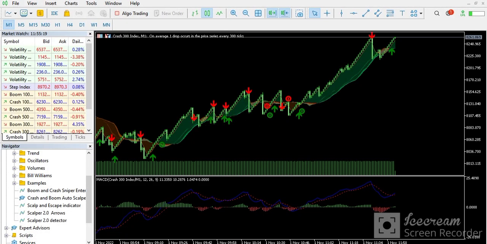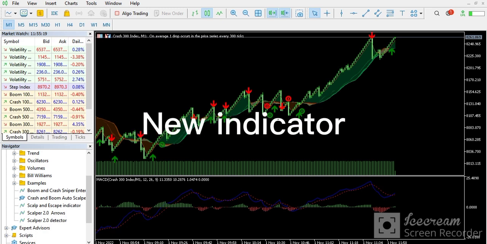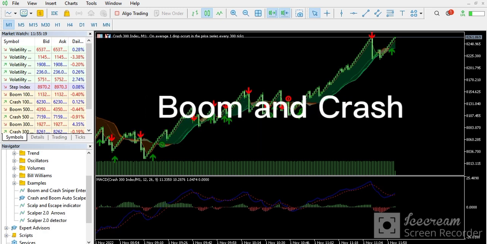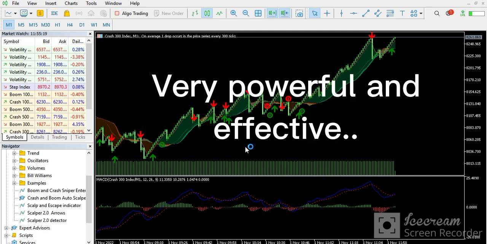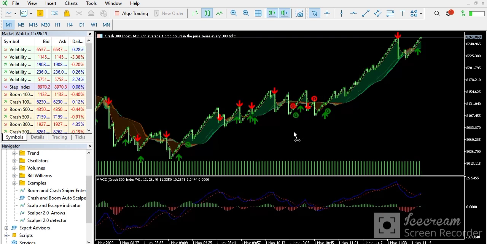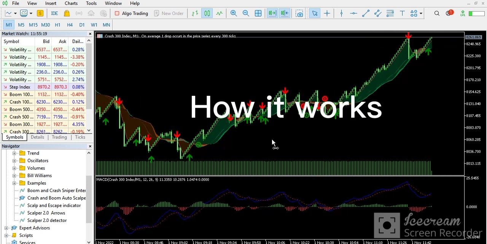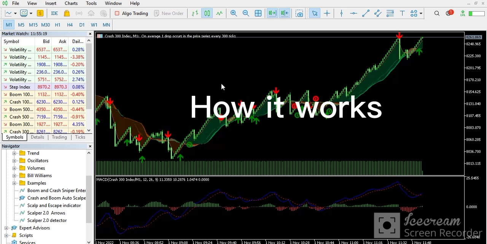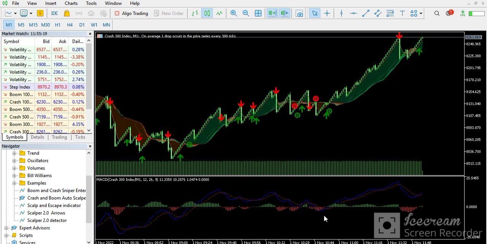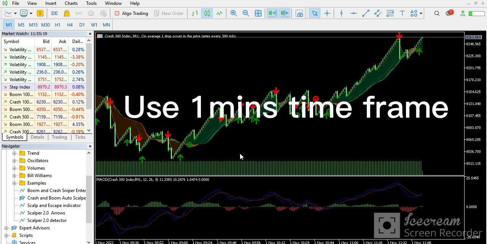So this is a new indicator that you can use to trade the boom and crash effectively. It works very effectively on the boom and crash market. Now let us look at how this indicator works and what are the principles behind its working effectiveness.